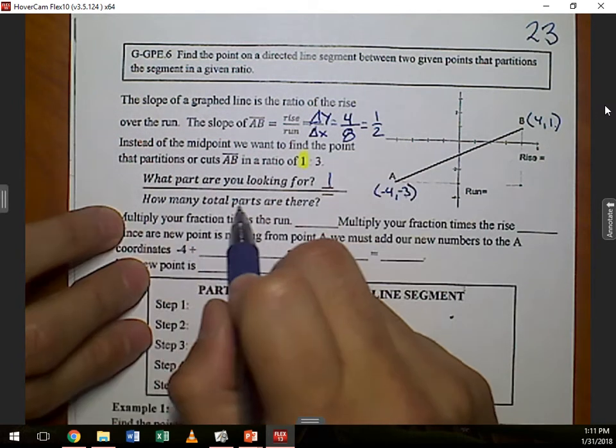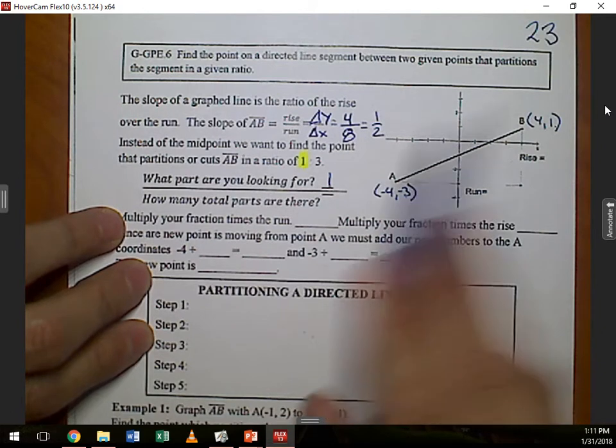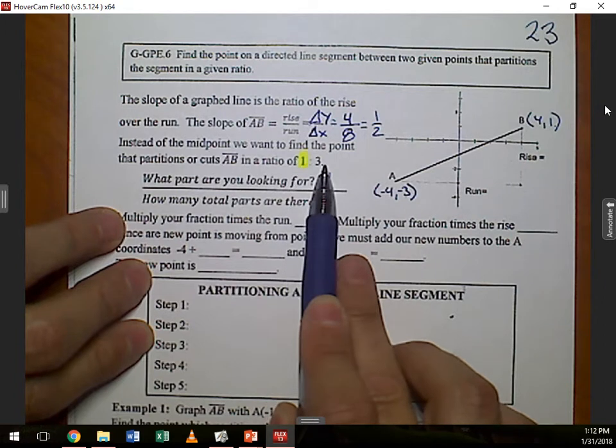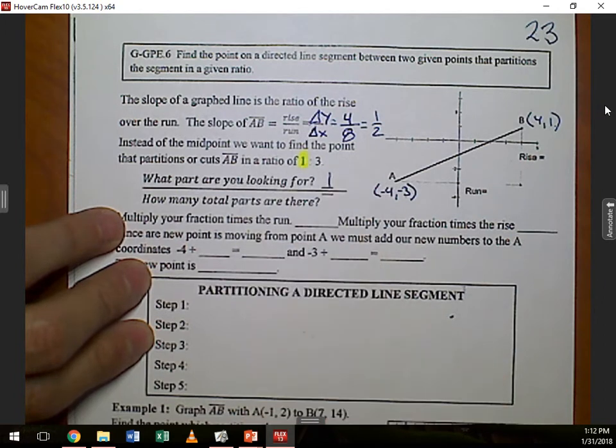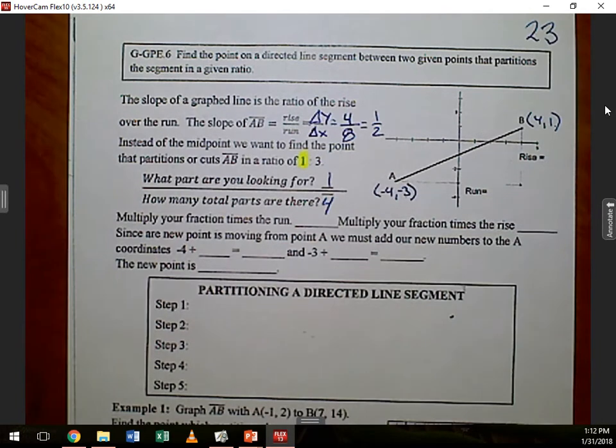Okay. How many total parts are there? I heard it. Loud and clear. How many parts total? How many parts are here? 1 here, and there's 3 here. So how many total parts? 4.